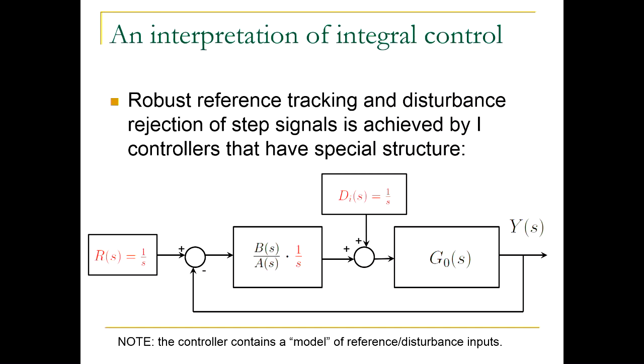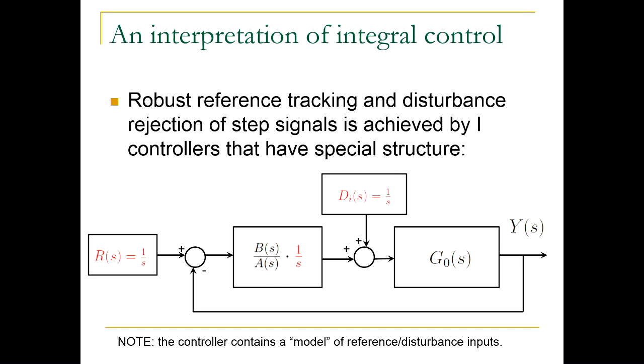So I can model R of S as the output of an integrator with 0 input. Similarly, for this disturbance here, we are talking about step disturbances. Again, I can model it as the output of an integrator block with 0 input. Now, where I want you to pay attention: what is the transfer function of this generating block? The block that generates the reference. It's 1 over S.